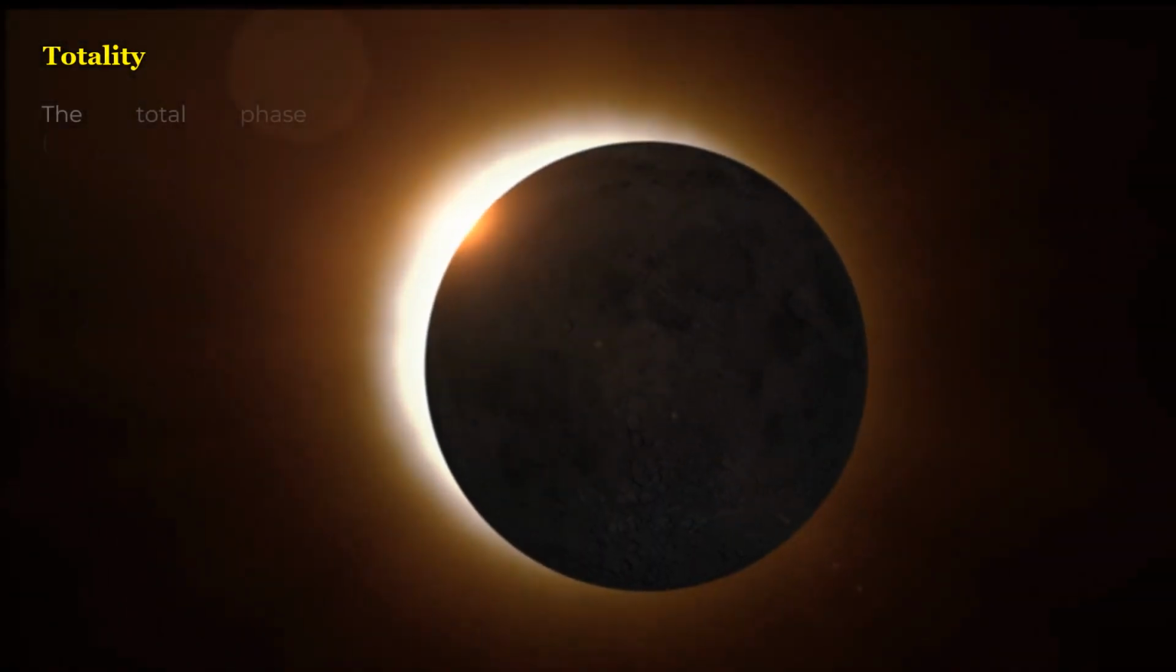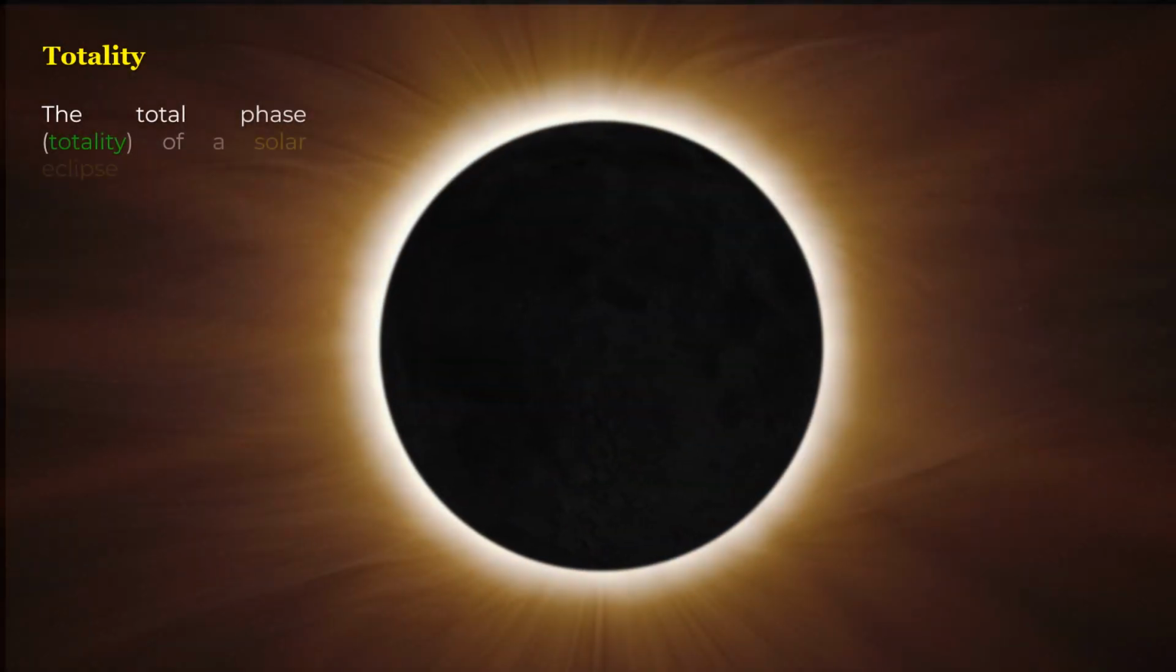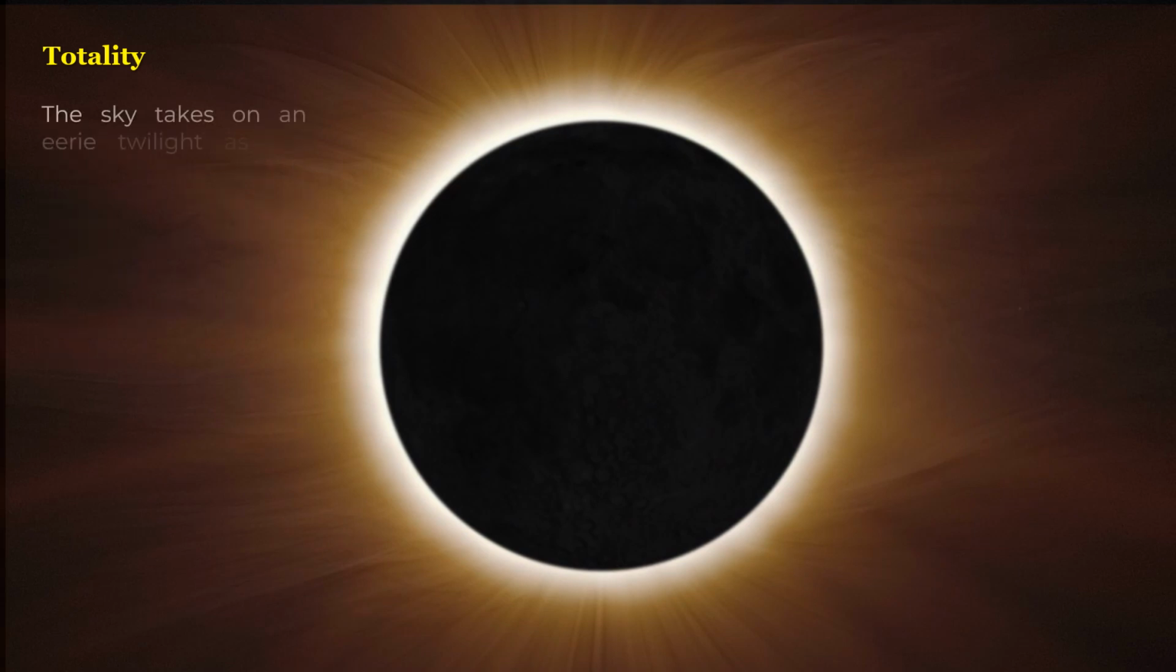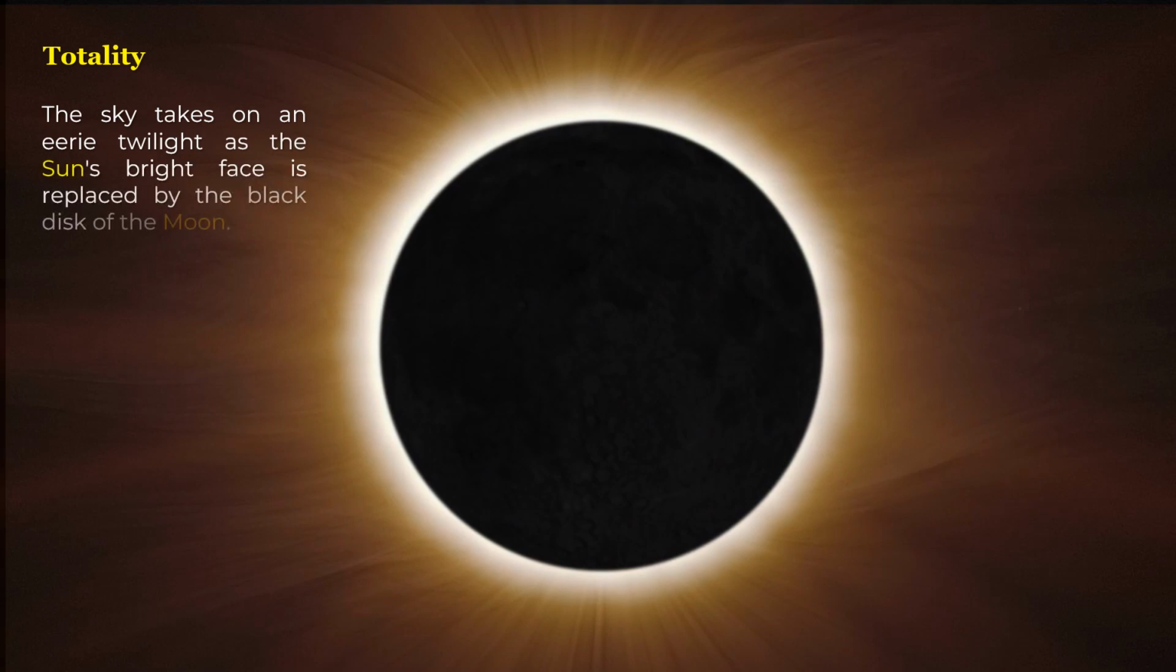The total phase, totality, of a solar eclipse is very brief. It rarely lasts more than several minutes. Nevertheless, it is considered to be one of the most awe-inspiring spectacles in all of nature. The sky takes on an eerie twilight as the sun's bright face is replaced by the black disk of the moon.